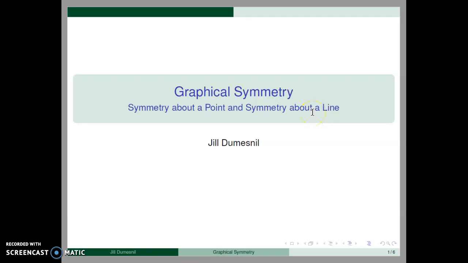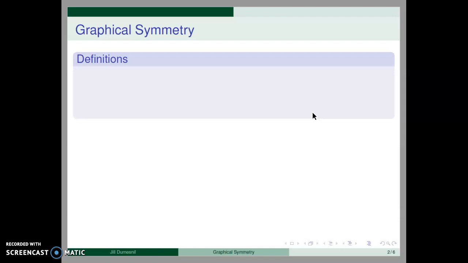In this video, we will discuss graphical symmetry. In particular, we will define and discuss symmetry about a point and symmetry about a line. We will start by defining these two types of symmetry.